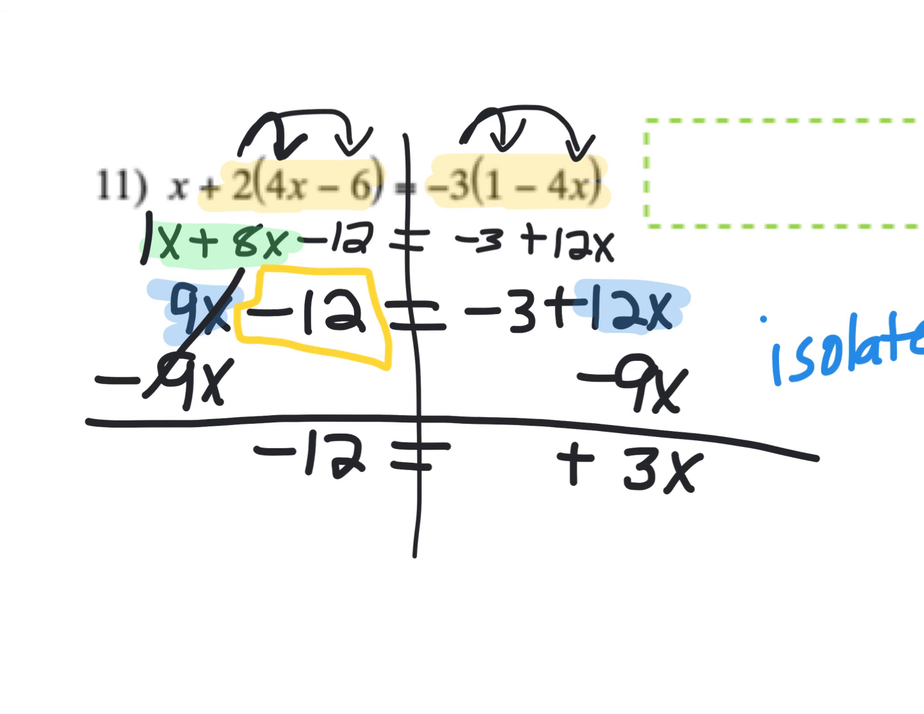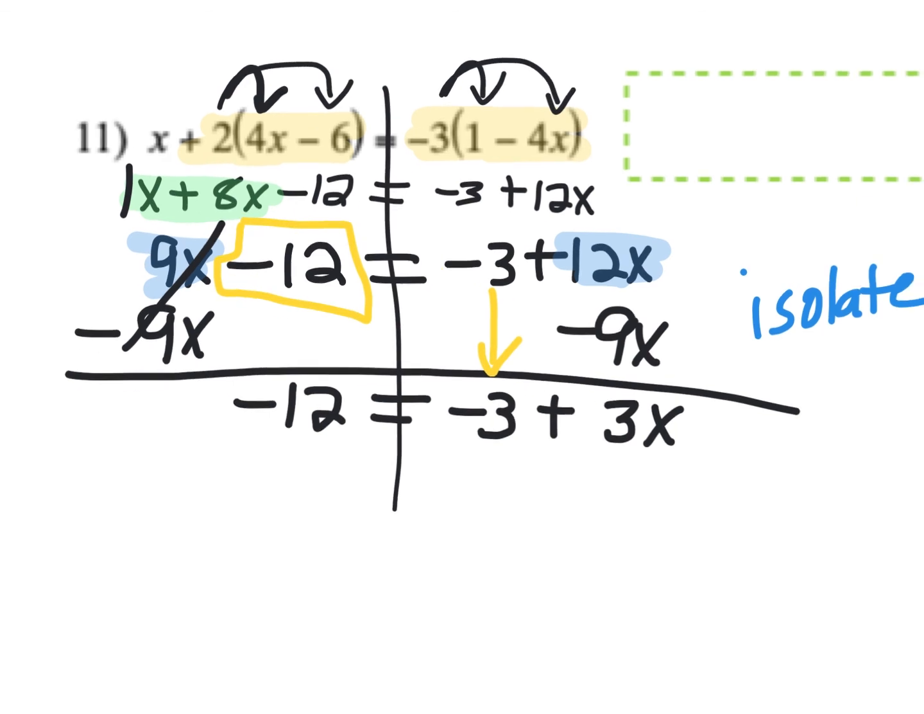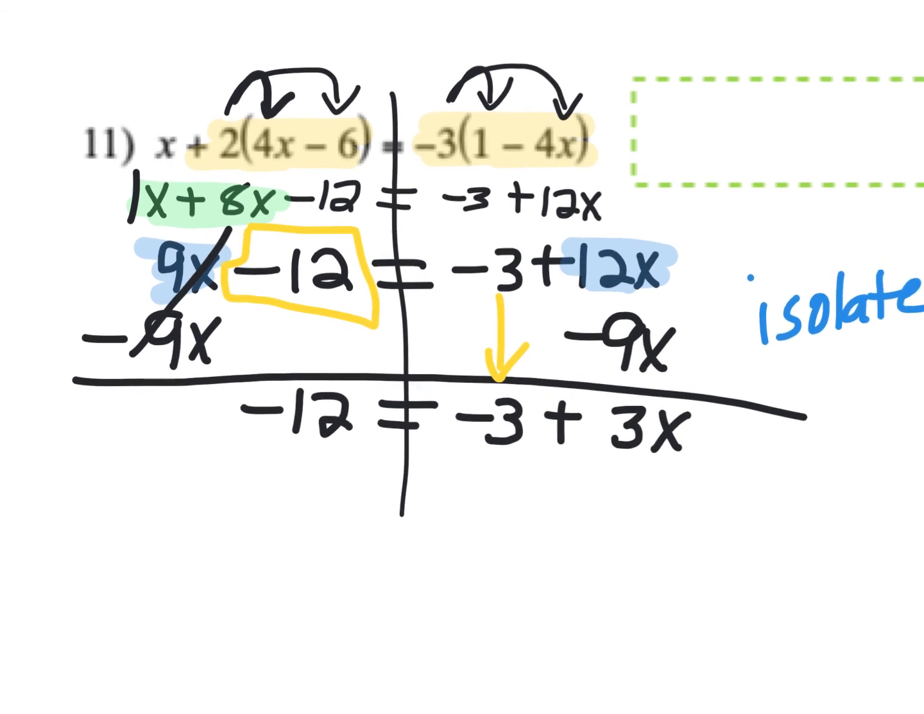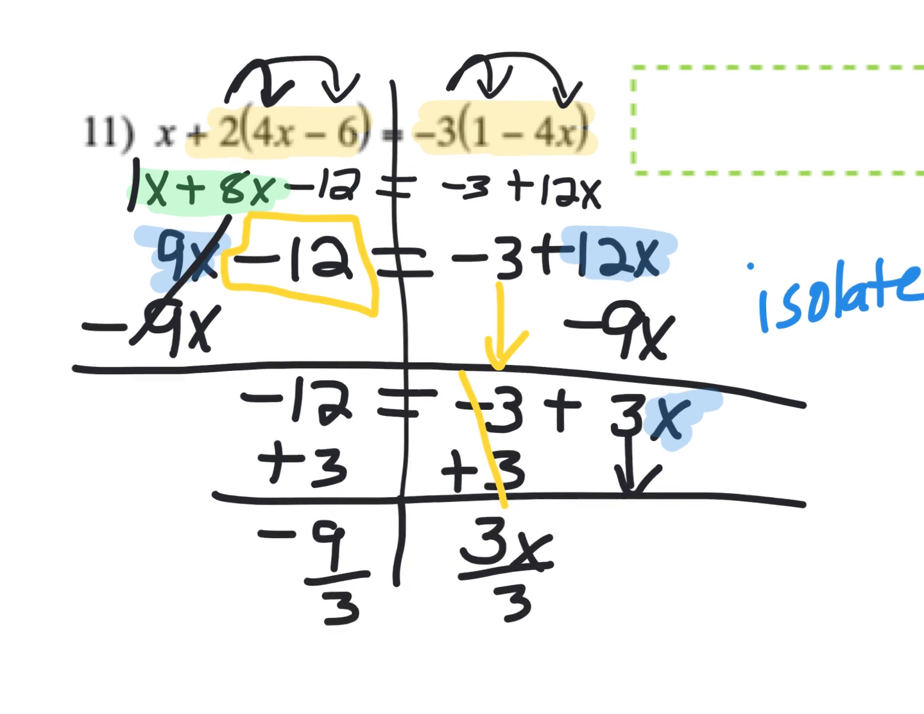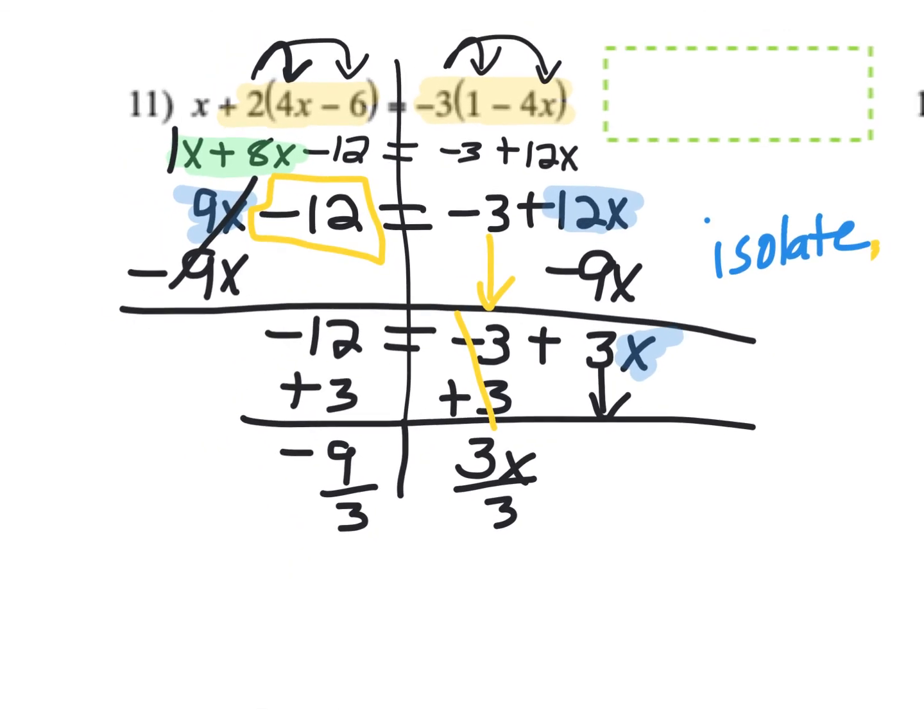That negative 3 needs to come down. And what else is still keeping my x from being isolated? So I've still got that minus 3. So I'm going to cancel that out with a plus 3. So negative 12 plus 3, that'll give me a negative 9. That will cancel. And I'll bring down that 3x. And finally, I need to divide both sides by 3 so that negative 3 is equal to x. So I'll just type negative 3.